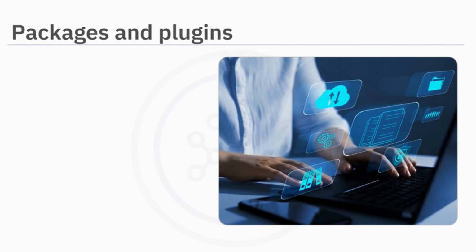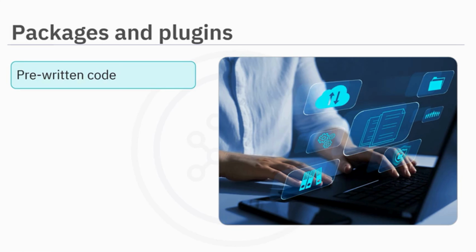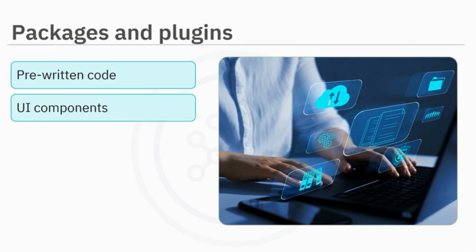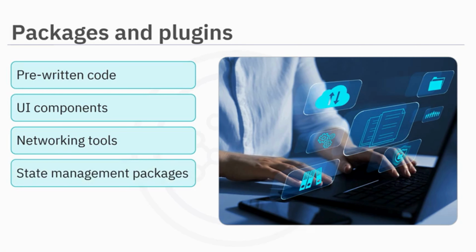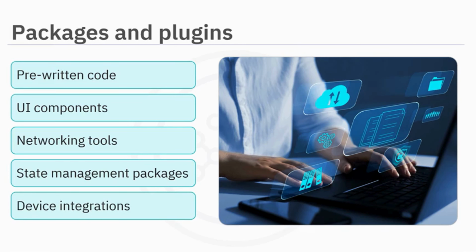Flutter has many packages and plugins that extend its functionality. Packages are pre-written code that you can include in your project to add features without having to write everything from scratch. Some packages have UI components such as ready-made widgets and layouts. Flutter also has networking tools for making HTTP requests and managing APIs. State management packages offer libraries to help manage the state of your app. Device integration means using your app's plugins to access device features like camera, GPS, and sensors. Using packages and plugins can significantly speed up development and add robust features to your app.